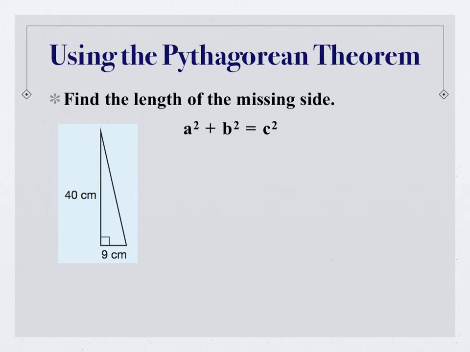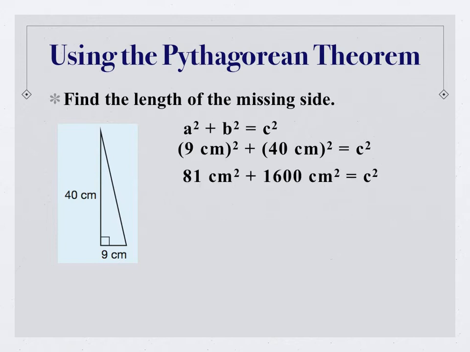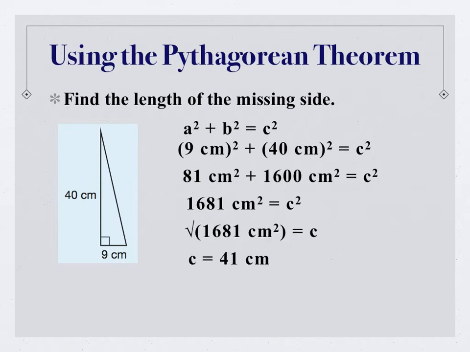So we can fill in 9 centimeters for a and 40 centimeters for b. Now let's square each one of those terms. Let's add them together, and let's take the square root of both sides. And I get 41 centimeters as the hypotenuse. So 9, 40, 41 is another Pythagorean triple.